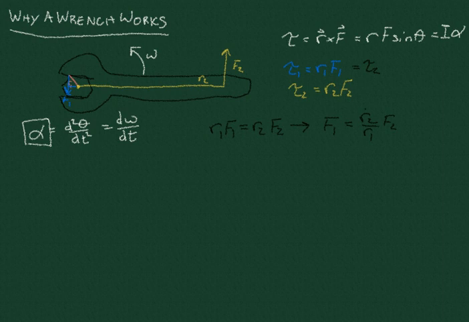So you see that the bigger we make R2, if we just keep making this bigger and bigger, it's applying a greater and greater force to the bolt. So as we keep increasing the length of the handle, it makes it easier and easier to turn the bolt. And so that's how a wrench works.